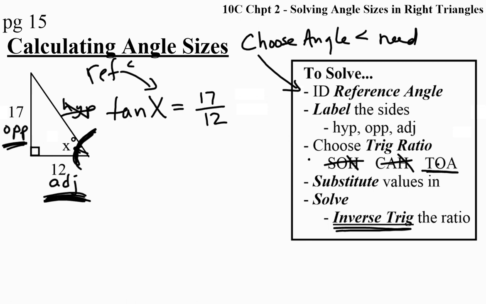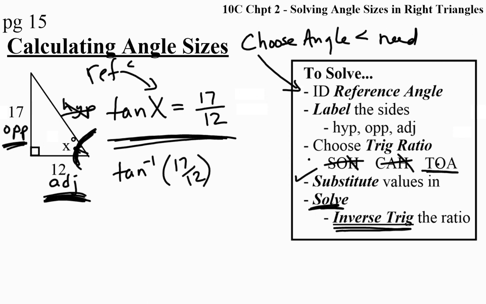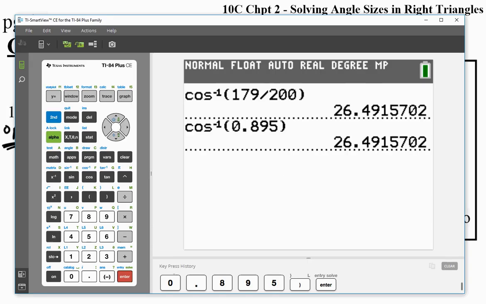And now we've substituted the values in. How do we solve? This is what we spent the first 10 minutes of the video talking about. What do we do? Second function, or inverse tan, 17 over 12. So inverse tan of 17 over 12, second function tan, 17 divided by 12.